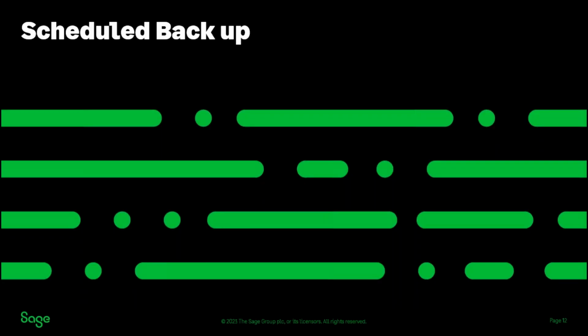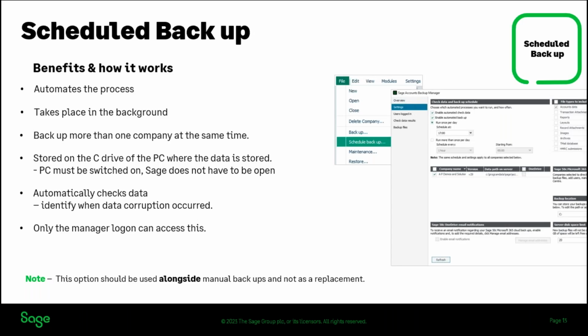Okay, so we're going to move on to the schedule backup now. So the benefits of the schedule backup and how it works. It automates the process, takes a backup of more than one company at the same time. It's stored on the C drive of the PC where the data is stored, but the PC must be switched on, though Sage does not have to be open. It automatically checks your data as well, so that helps identify when data corruption has occurred. And only the manager logon details can access this feature.